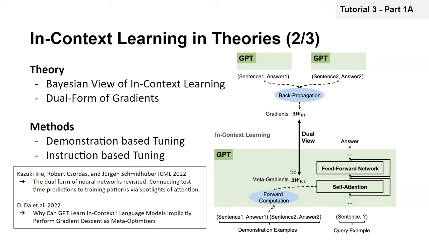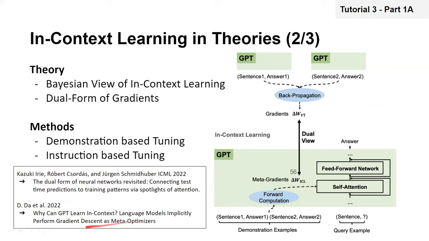Even after the model has been deployed, your context window will still depend on the previous sentence for prediction. And actually, Jurgen, a scientist I really respect, proved that the dual form of forward propagation is equivalent to backward propagation in the transformer. After this paper, Microsoft cited it with a better title: Why can GPT learn in context?